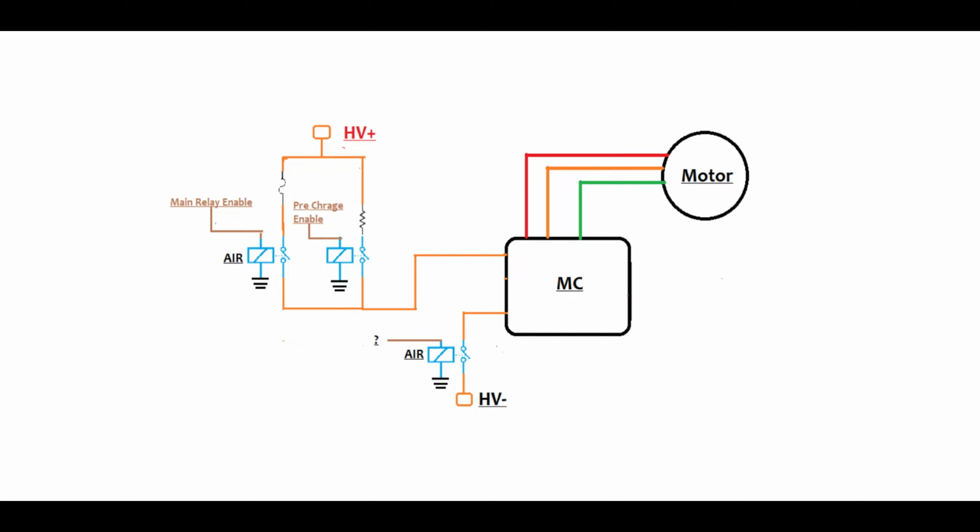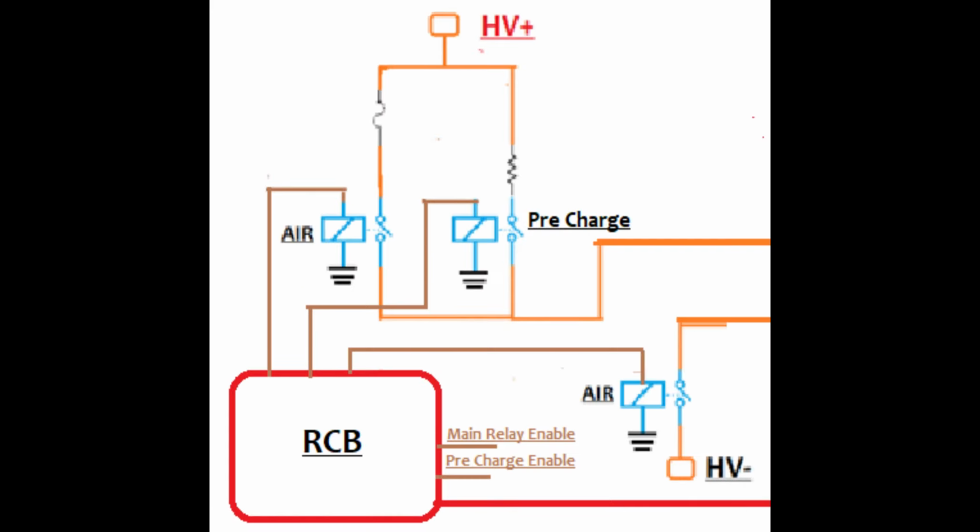So the issue is now, how can we have these two signals activate this third relay independently of one another? And this is where we're going to get into implementing some relay logic. If you look at this diagram, we have something called the RCB, or relay control board. The main relay enable and pre-charge enable are now going to be input signals to this board, and the output signals are going to the AIR on the positive side, the pre-charge, and the AIR on the negative side.